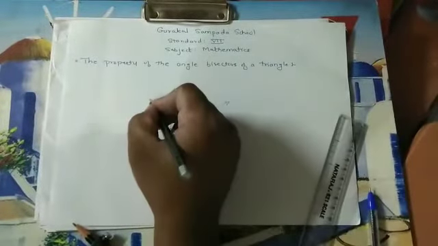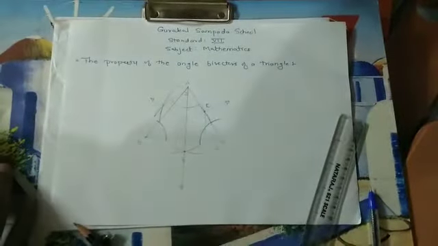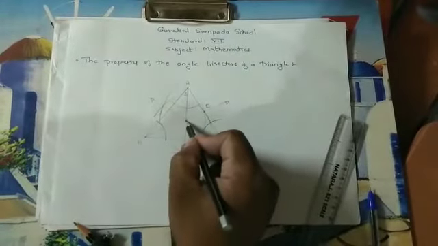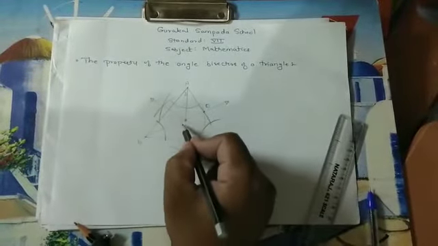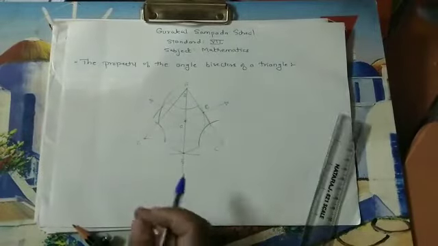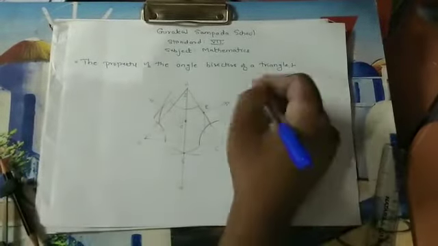Now the most important thing: if you observe, all these bisectors meet at this single point, suppose named O. This is the property of the angle bisectors of a triangle. Now what is that property? I am writing it here.